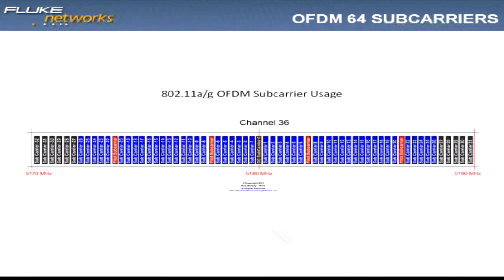Now, the type of OFDM, orthogonal frequency division multiplexing, that we use in 802.11 is known as OFDM 64, or 64-point OFDM. And that means that we break this down into 64 subcarriers. You can almost visualize these subcarriers as being separate narrowband transmitters. Okay, so that's a good way to think of it too.